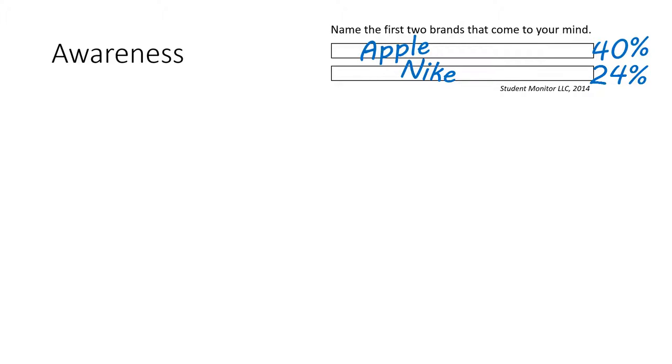Were they Apple and Nike? If they were, according to the Student Monitor in 2014, of the first two brands that a college student would say off the top of their mind, 40% of the time Apple would be one of the two brands and Nike would be one of the two brands 24% of the time. This is clearly an example of unaided recall.